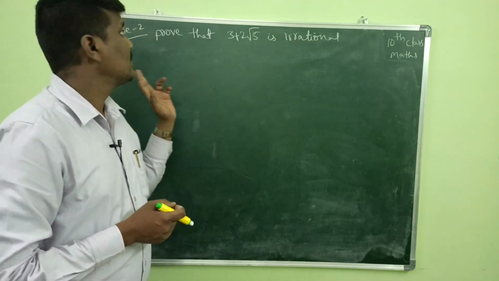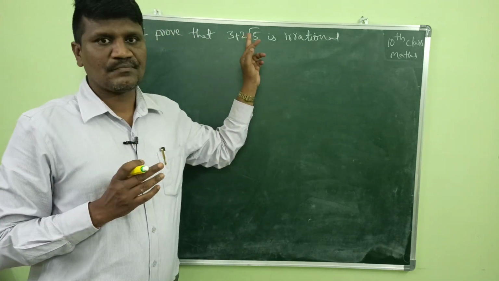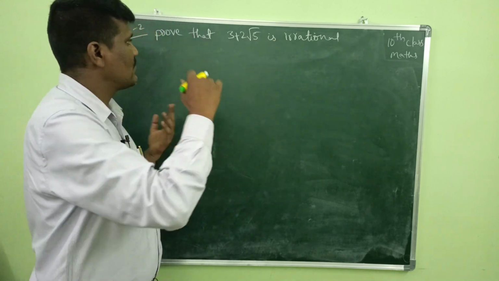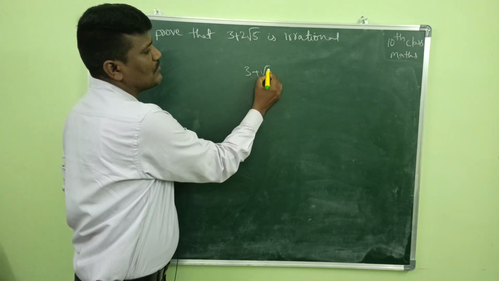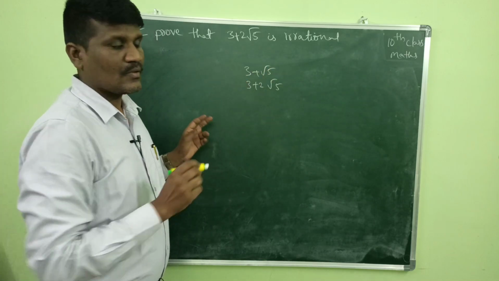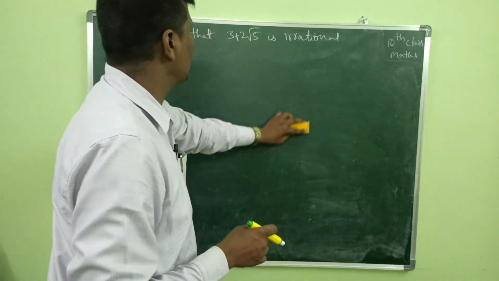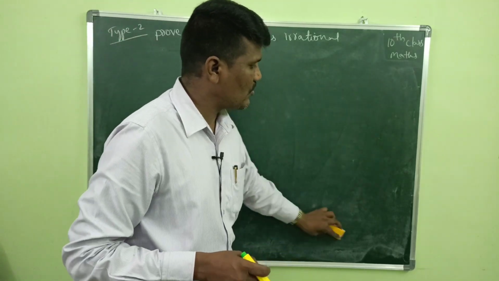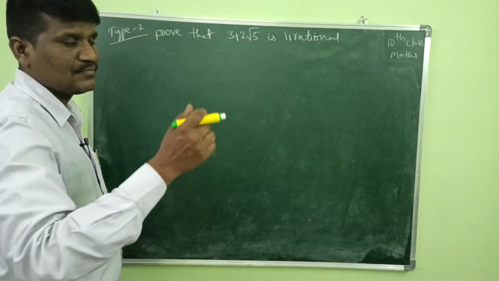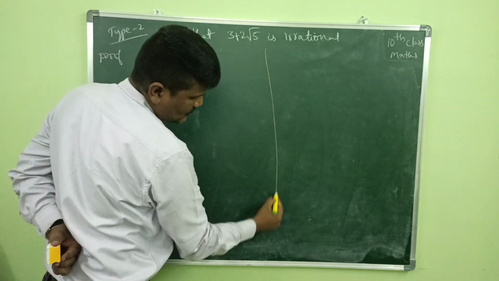Now let us see the type 2 problem. In the type 2 problem, we have to prove that 3 plus 2 root 5 is irrational. The only difference is that the first type was 3 plus root 5, and here we have 3 plus 2 root 5. Okay, so let us see this now. 3 plus 2 root 5 is an irrational number, same as the type 1 problem. Let us see the proof. Let us do it in two parts.